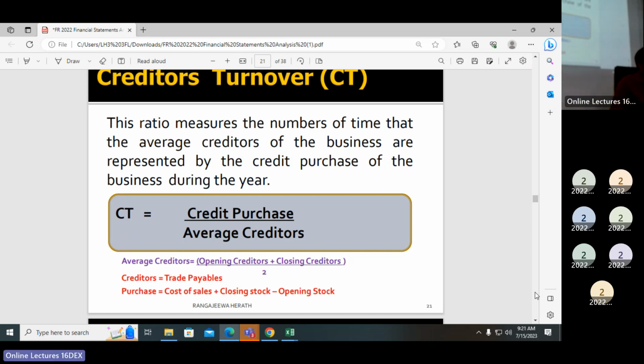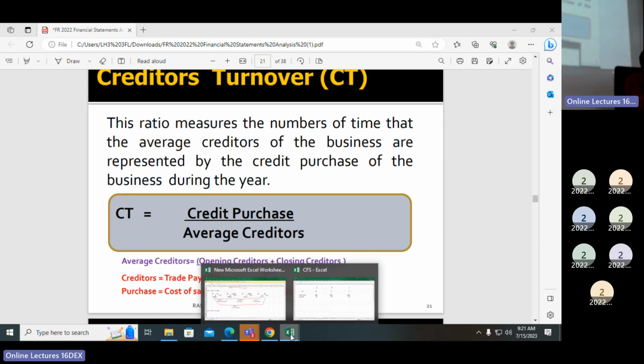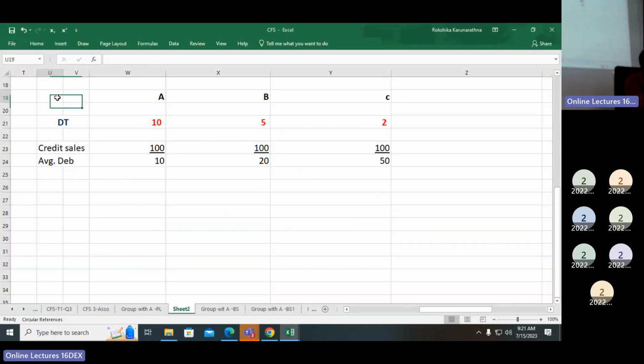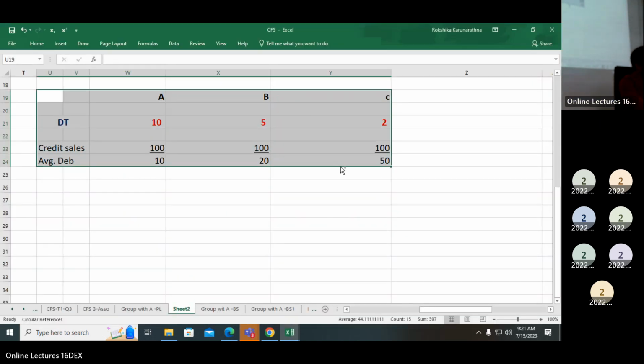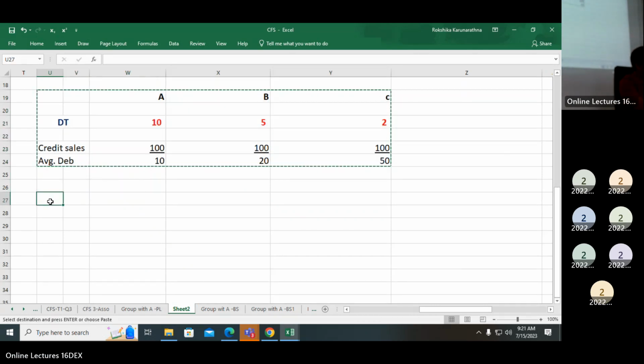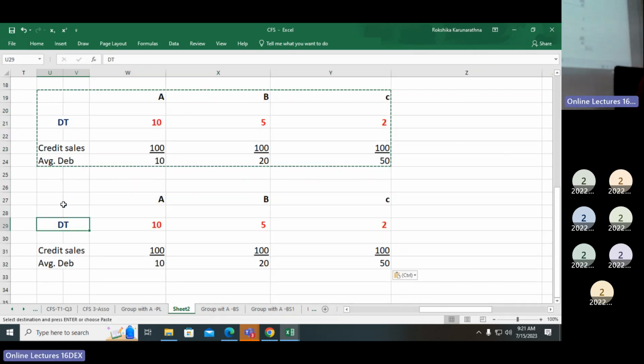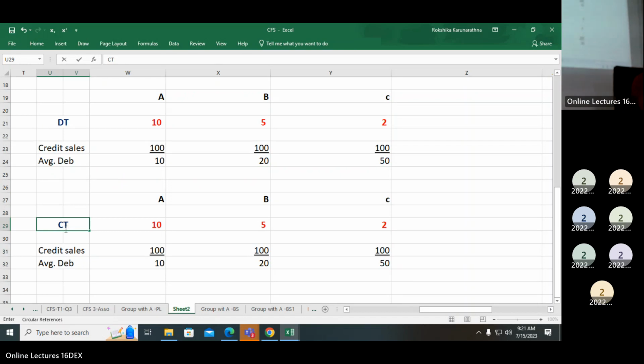Right. What can you say about this one? Credit purchase divided by average creditors, right? This is credit purchase divided by average creditors. Same figures, right?